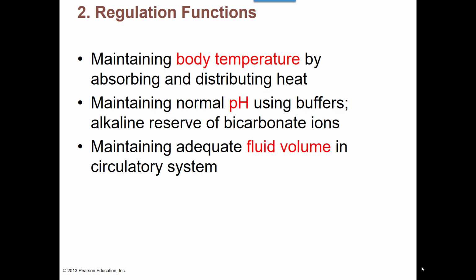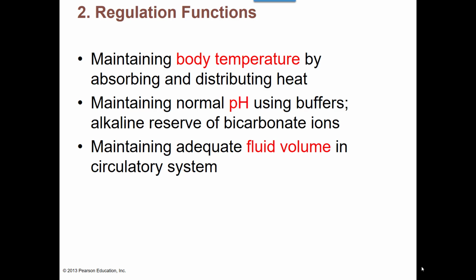It can also help maintain adequate fluid volume in our circulatory system. We don't want all of the blood to go into the tissues, so we have different blood proteins that regulate excessive loss of blood into various tissues.